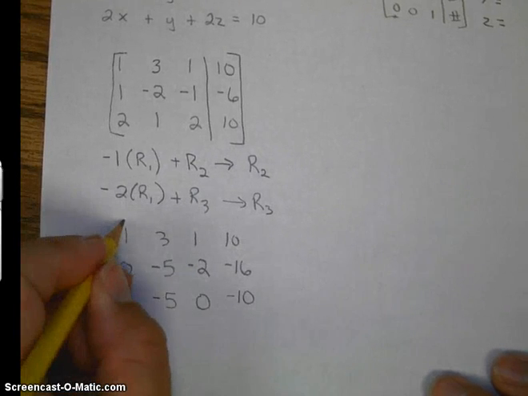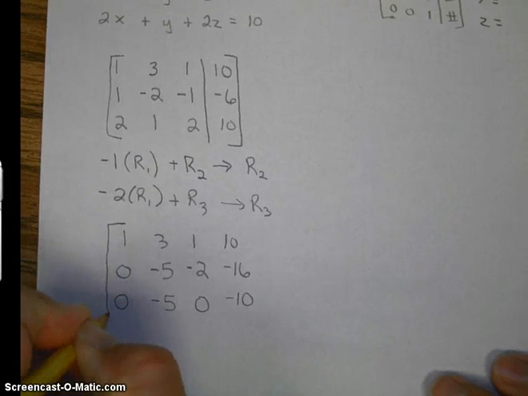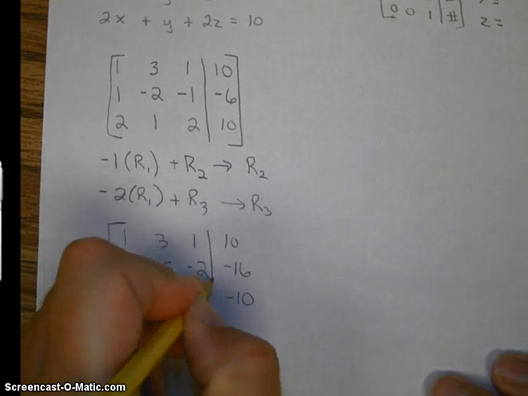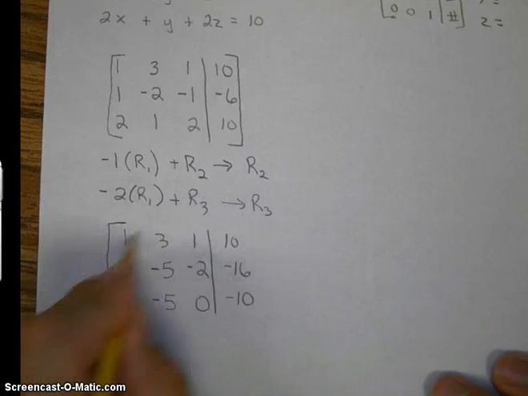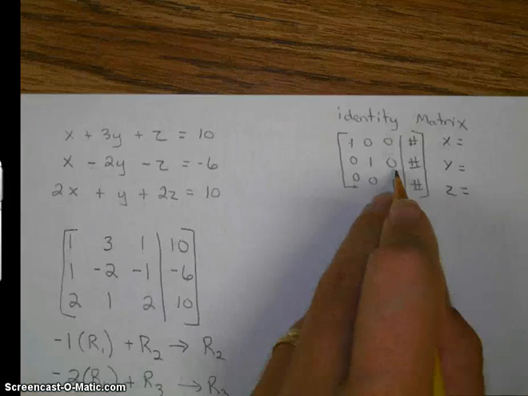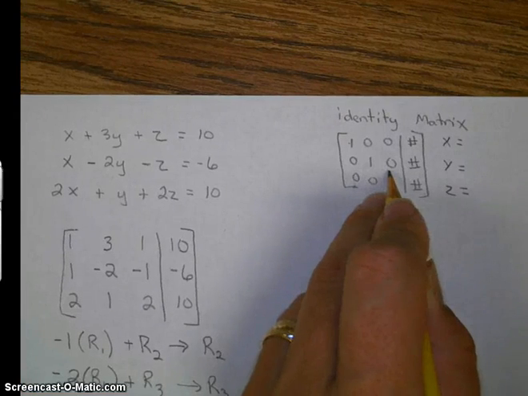You know, it's kind of like solving a Rubik's Cube, because little by little we're getting it to be like what we want it to end up, like this, the identity matrix.